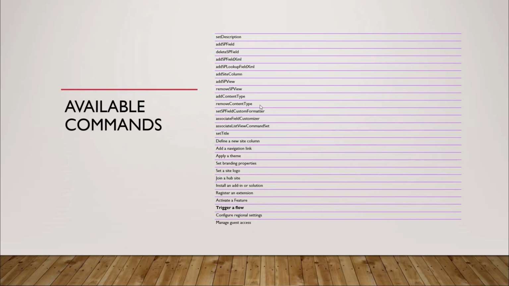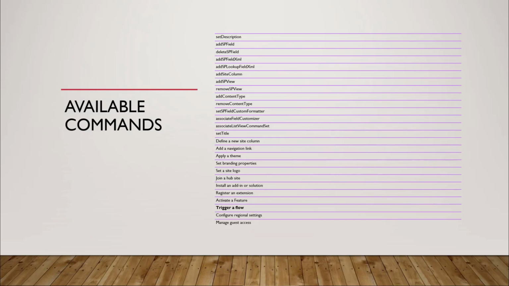For example, nowadays all list customizations are JSON based. So we have been using it to customize a list so that it looks a certain way. That can be done using this set SP field custom formatter. You could add a field customizer, which is an SPFx solution that is already deployed, to be added as part of your SharePoint environment.